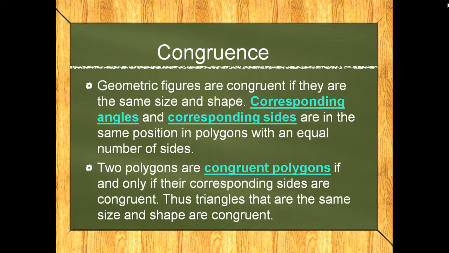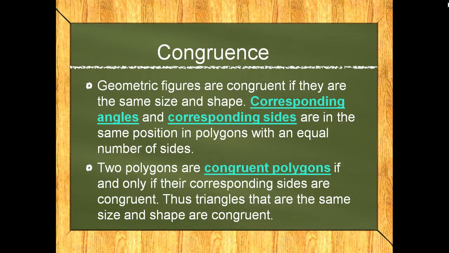Geometric figures are congruent if they are the same size and shape. Corresponding angles and corresponding sides are in the same position in polygons with an equal number of sides. This is kind of like when we talked about corresponding angles when we had two lines cut by a transversal. They are in the same position within the figure, kind of like desks in the room and who sits there.